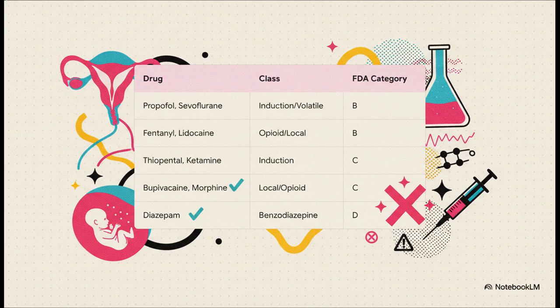You can see that many of our go-to drugs, propofol, Sevo, fentanyl, our common local anesthetics are category B, which is very reassuring. Others, like thiopental or ketamine, are category C. The really important thing is to steer clear of anything in category D, like diazepam, where there's evidence of fetal risk. This framework helps us make smart, defensible decisions to keep the fetus as safe as possible.